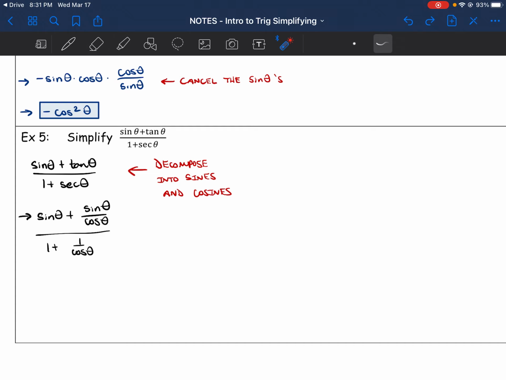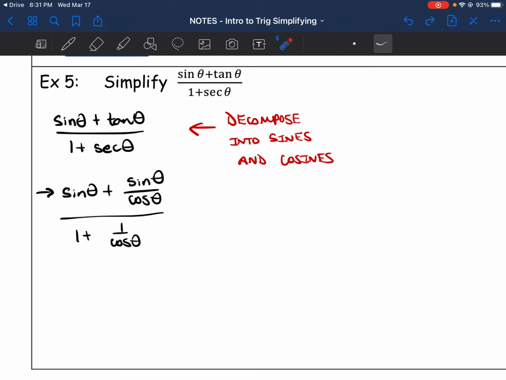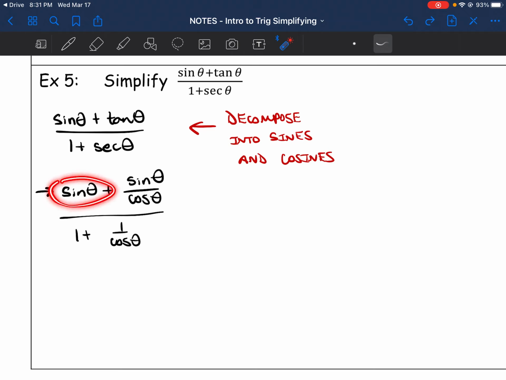So what I think we should do, or at least the step that I took next, is I went ahead and manipulated this to give everything a common denominator of cosine theta, which means that to get sine theta to have a denominator of cosine theta, we need to multiply it times cosine theta over cosine theta. And then to get this 1, we're going to multiply it by cosine theta over cosine theta as well.